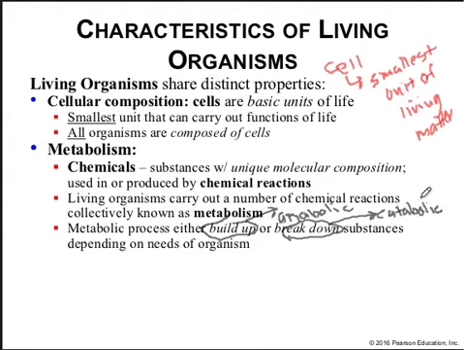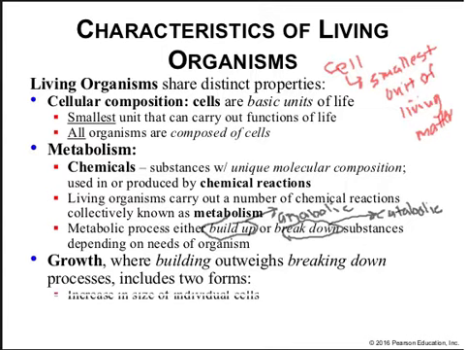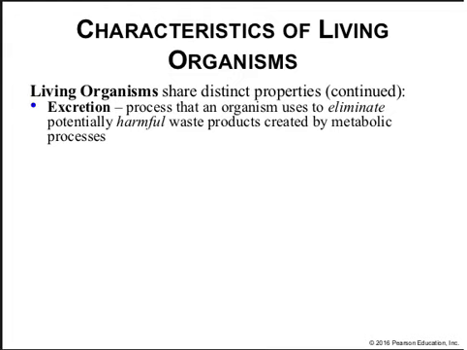Growth is where the building of molecules outweighs the breaking down of molecules, and it comes in two forms: an increase in the size of individual cells and an increase in the number of cells. Excretion is a process that an organism uses to eliminate harmful waste products that are created by metabolic processes, and this is critically important because if we don't have excretion and removal of these waste products, we potentially create a toxic environment around the organism that can end up killing the cell, the tissue, the organ system, and the organism.